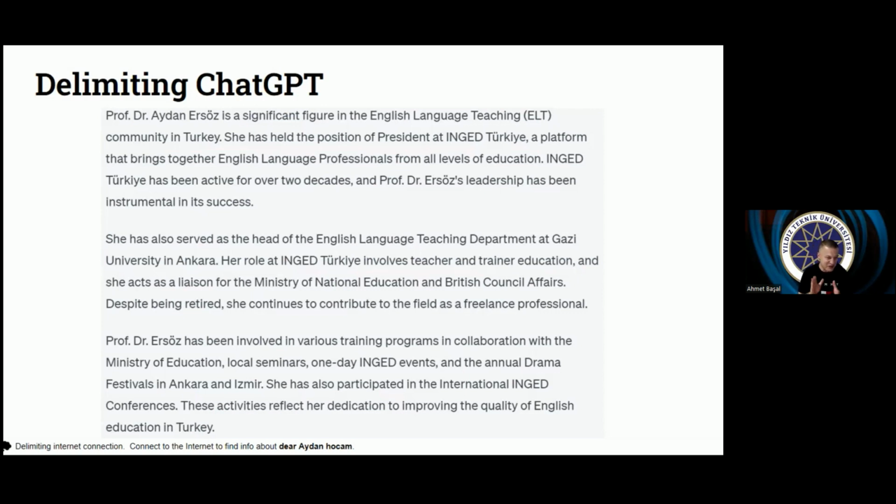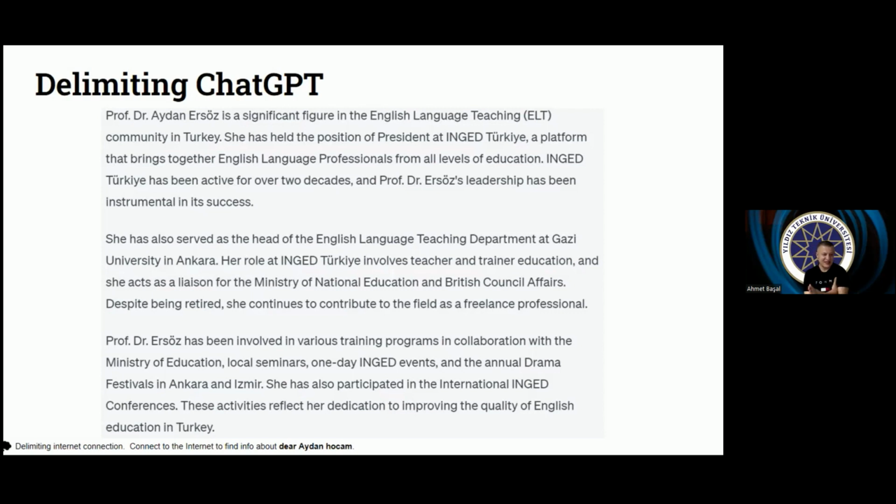Now, Aydan Hocam, here is the $1 million question for you. Is it true? All the information given here is true about you? Well, it is true. However, the weight is so different. My role as a professor at Gazi University has been mentioned as a secondary role here. In fact, it is primary. My role as the INGED president is secondary. And yes, we do have annual drama festivals. We had them before the pandemic, and we're going to start again. But I cannot see any false information here.